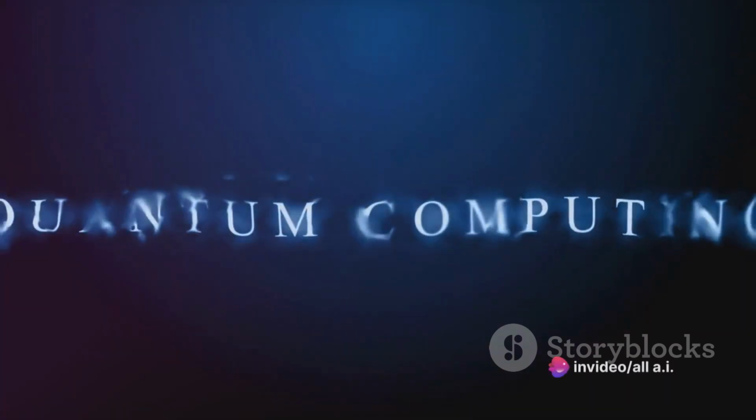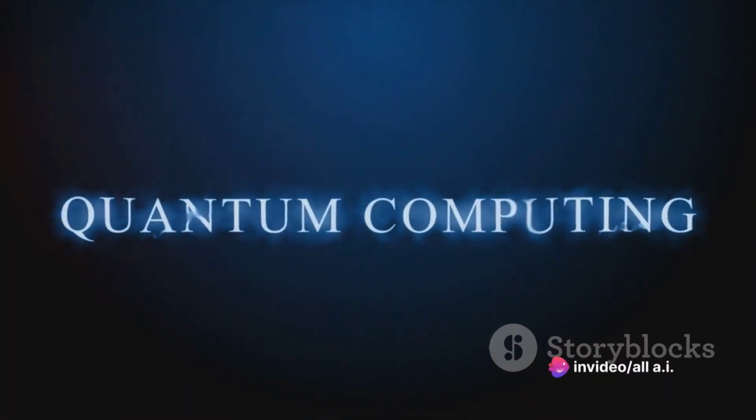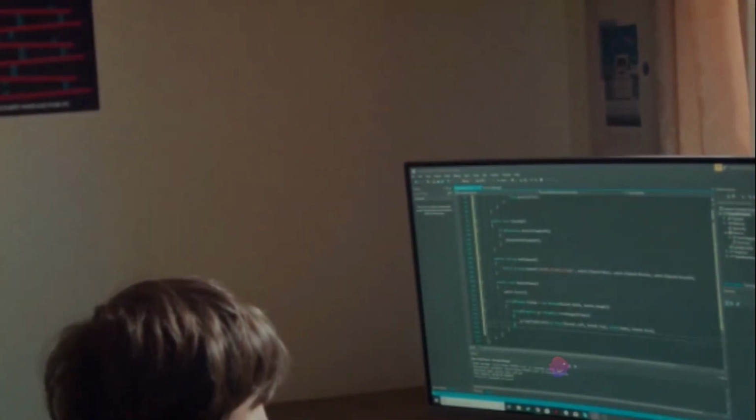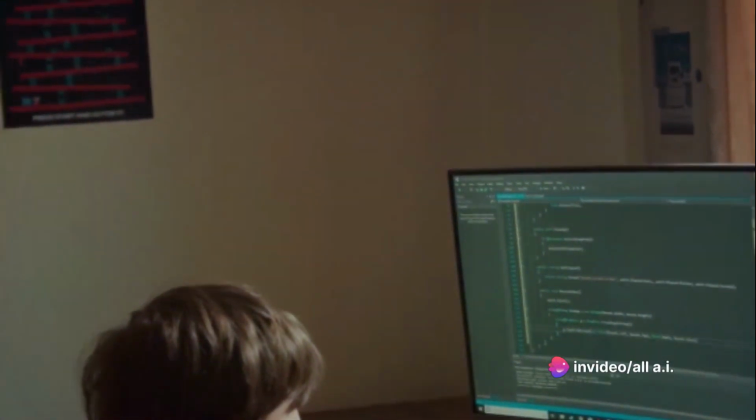While classical computing uses binary code, quantum programming uses quantum bits or qubits. Unlike binary bits, which can be either 0 or 1, qubits can be both 0 and 1 at the same time thanks to a quantum property known as superposition. This ability to hold multiple states simultaneously is what gives quantum computers their immense processing power.